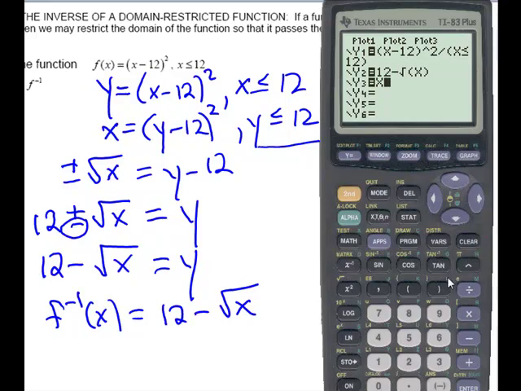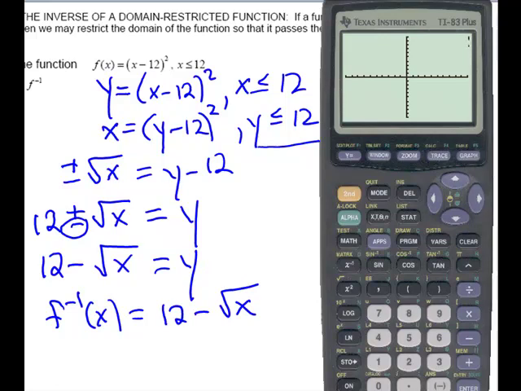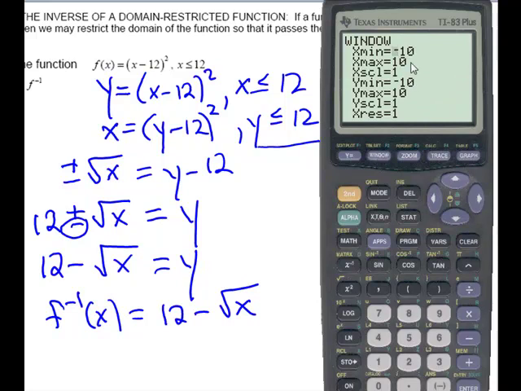We may have to switch our window here. We'll just look and see. Yep, I'm going to have to switch the window. So I would like to see more to the right on this picture and even maybe more up here. So I'm going to go into my window and I'm going to say, okay, we can let that x stay at -10, but let's go out to max.